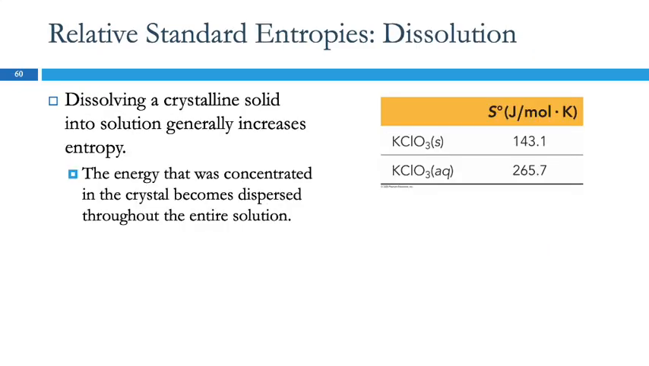If you dissolve a crystalline solid into solution, that's also going to increase the entropy, because those ions were arranged in a very particular way, and they were close together. They were fixed. They did not have translational energy. So when that solid dissolves, then the energy that was concentrated in the crystal becomes dispersed throughout the entire solution. And so potassium chlorate as a solid has lower entropy than it does when dissolved in water.